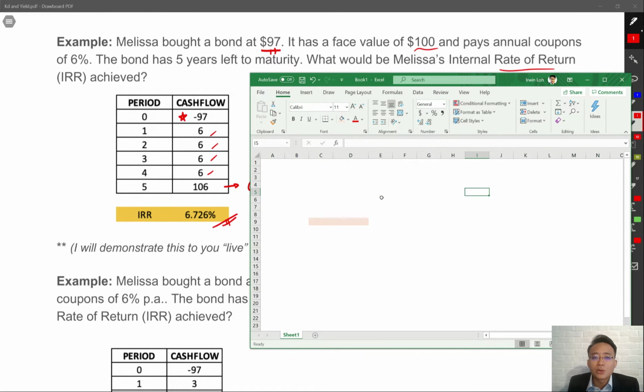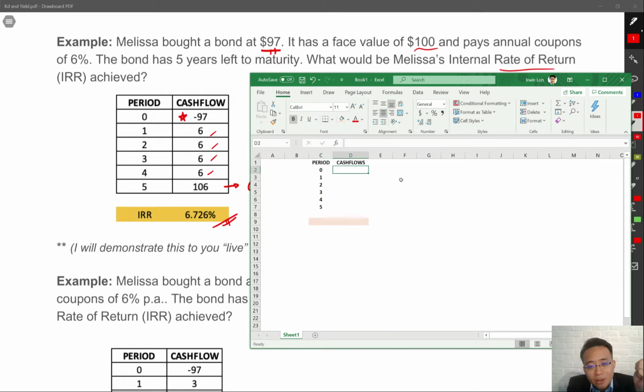Whenever we have to calculate IRR, what we need is simply one column to say the period. Which period are we in? Are we period 0, period 1? And the next column would be the relevant cash flows. For cosmetic reasons, I'll just bold them and then centralize them. So always remember to start with period 0. 0 is now, right? Then 1, 2, 3. In this case, there are 5 years to the bond. So 1, 2, 3, 4, 5. Let me bold all of them.